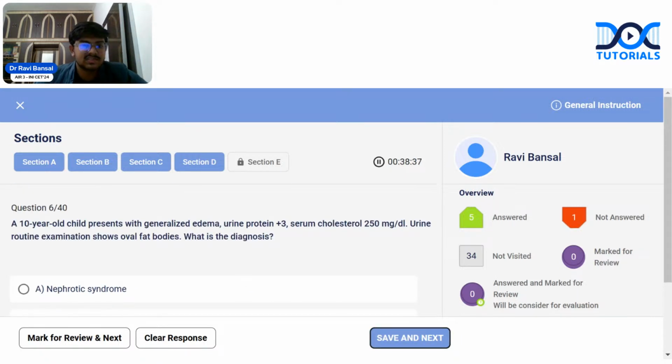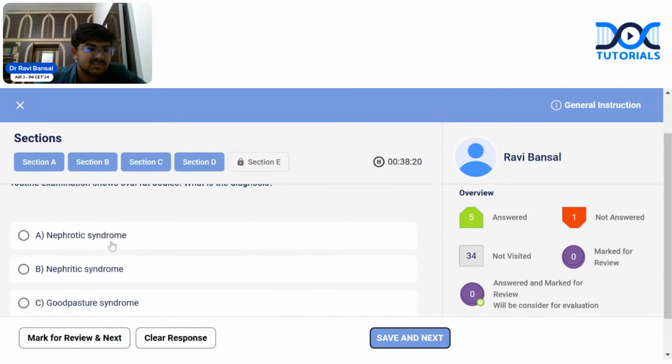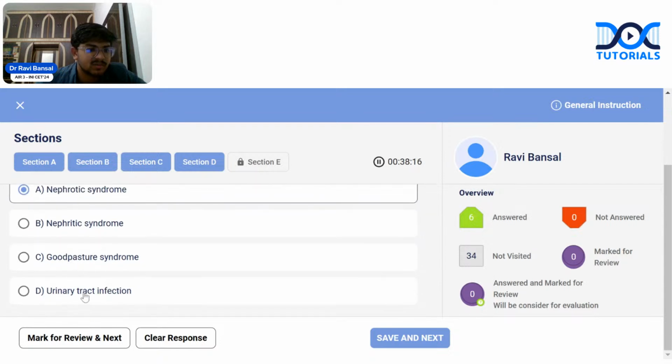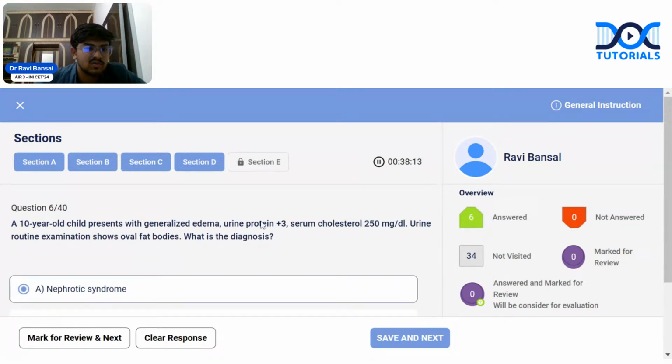A 10-year-old child presents with generalized edema, urine protein plus 3. Serum cholesterol 250, obviously nephrotic. Urine examination shows oval fat bodies, nephrotic syndrome. What is the diagnosis? A child with hypercholesterolemia and oval fat bodies, this is nephrotic syndrome. In nephritic, you may see some blood, hypertension, lung involvement, UTI. So there will be no plus 3 protein.